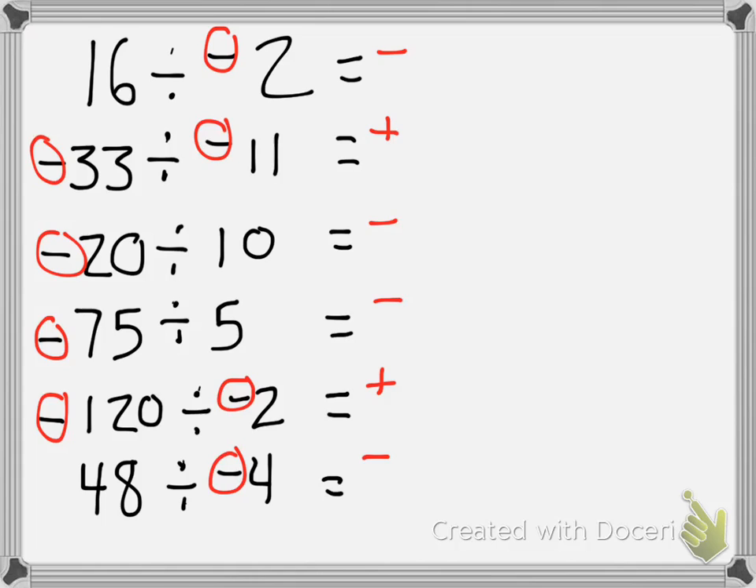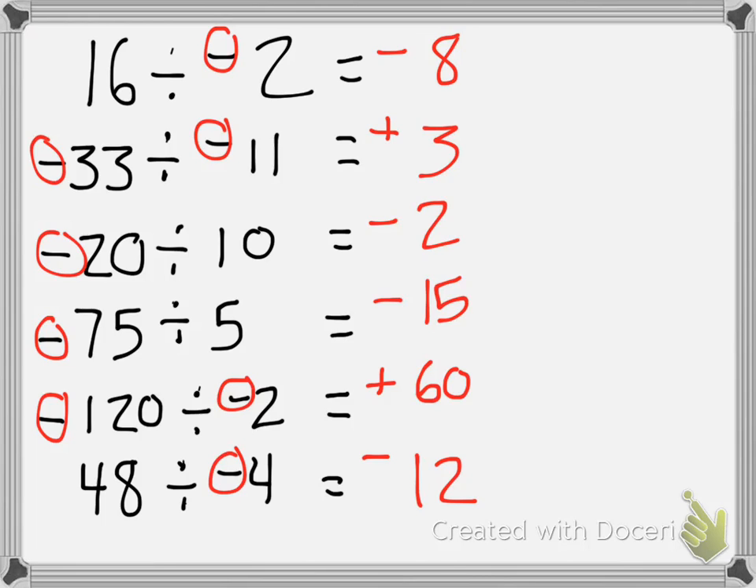Okay, then you just divide. 16 divided by 2 is 8. 33 divided by 11 is 3. 20 divided by 10 is 2. 75 divided by 5 is 15. -120 divided by -2 is going to give me the positive 60. And then 48 divided by -4 is going to give me a -12.